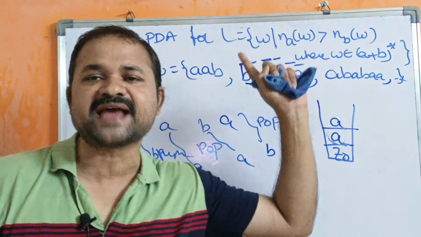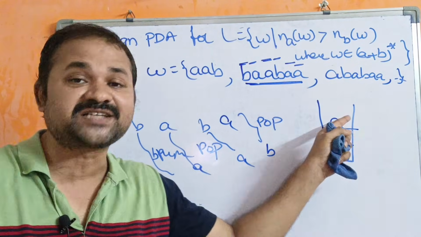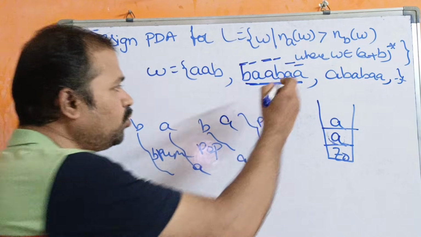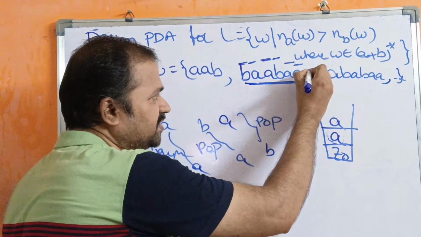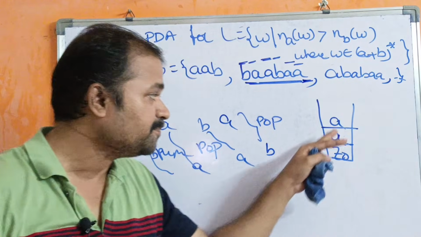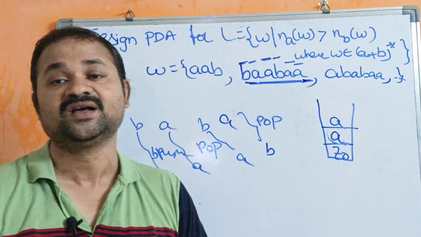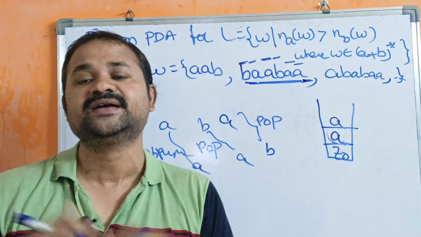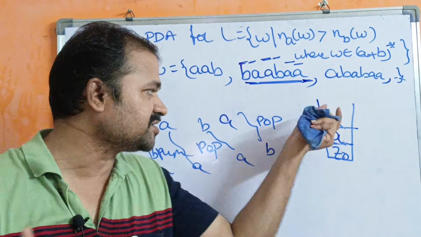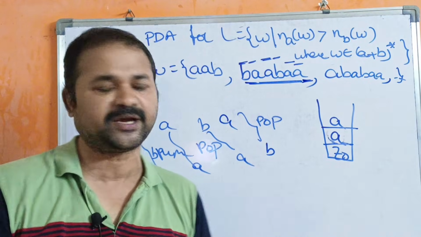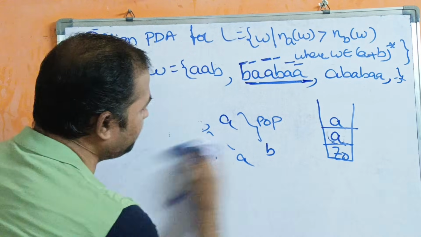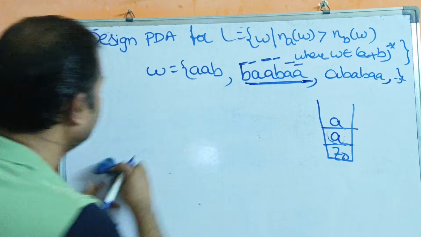Now we have reached the end of the string, but the stack's topmost symbol is A. So we can say that the number of A's is greater than the number of B's. Why? Because the stack's topmost symbol is A. So for that we have to design the PDA.